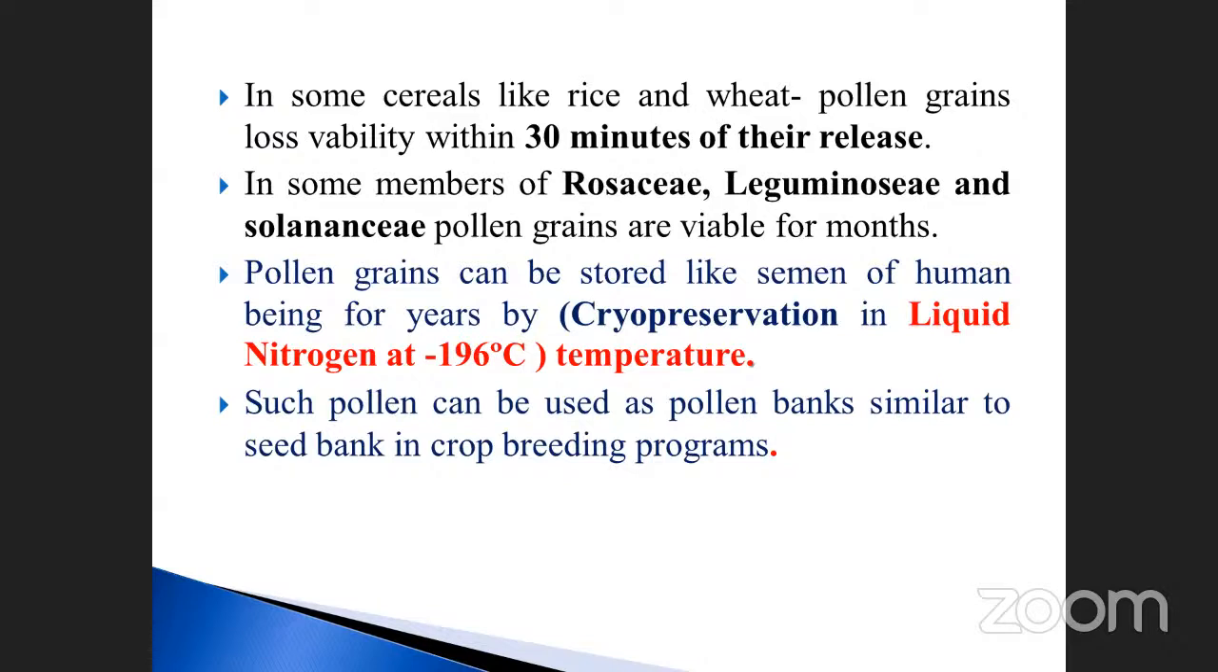The last one is very, very important. You take an example: 4 or 5 times they asked questions. The pollen grains can be stored like the semen of human beings, just like a sperm, for a year by cryopreservation. Cryopreservation is nothing but storage related to temperature.